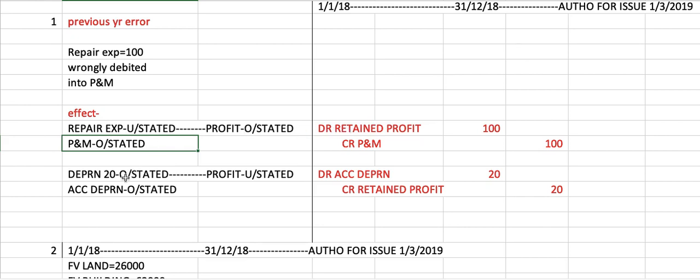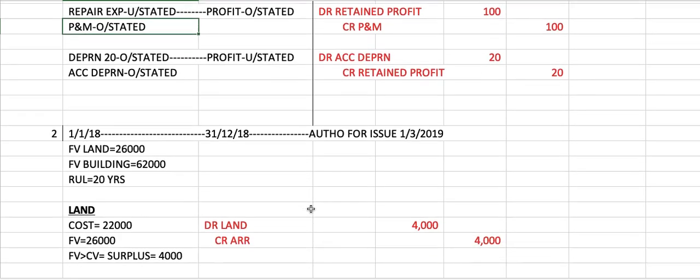Okay, for depreciation, last year's profit is understated, so we need to increase it back, so we will credit retained profit. Accumulated depreciation is overstated, so to reduce it, you need to debit accumulated depreciation. So that's the figure for each of the transactions.